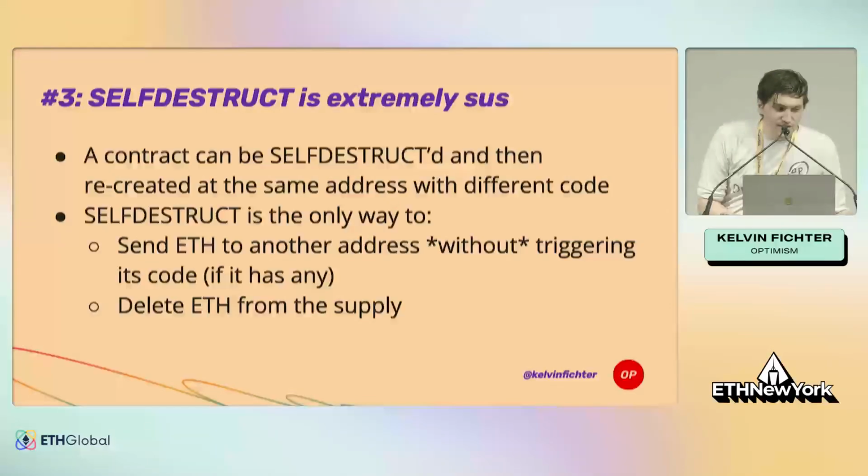And then self-destruct is the only way to send ETH to another address without triggering its code, which can be very useful if, let's say, a contract has code in it that says, when I receive ETH, revert immediately. So if you want to forcibly send ETH to somebody and they can't do anything about it, just use self-destruct.